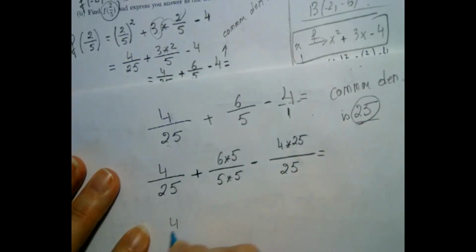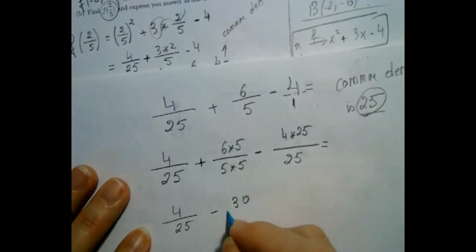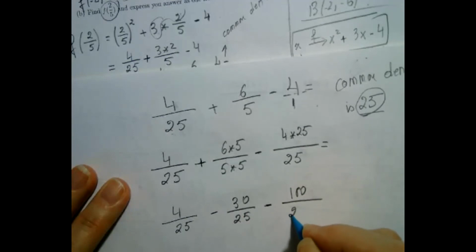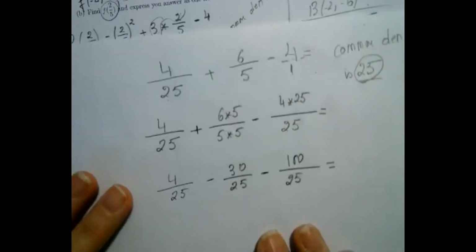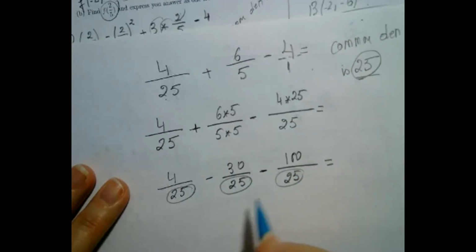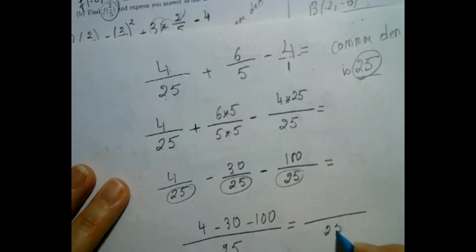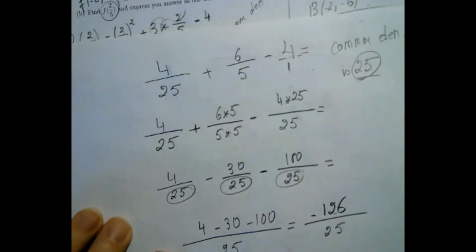Okay, and this is equal to. Now I have 4 over 25 minus 30 over 25 minus 100 over 25. Okay, now my common denominator is that. So now I can combine the numerators. I will have 4 minus 30 minus 100. Now I can use your calculator. That gives me minus 130. And I add 4, I will have minus 126 over 25.